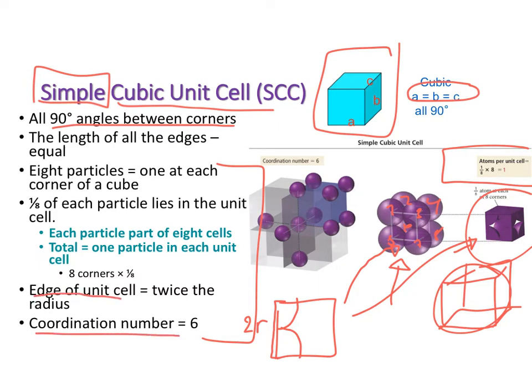And then finally, the coordination number would be 6. Remember we talked about coordination number, how it refers to, if we were looking at one particular atom in the center, how many atoms are around it. So in this case it would be 1, 2, 3, 4, 5, 6.